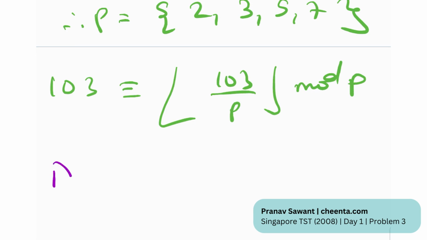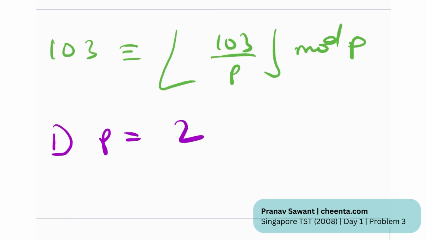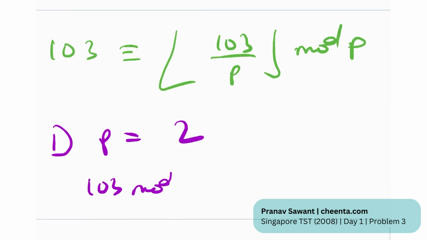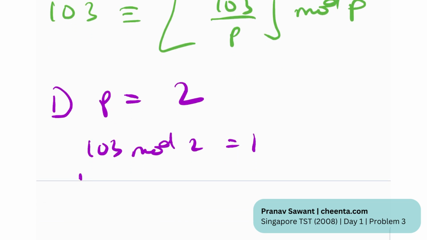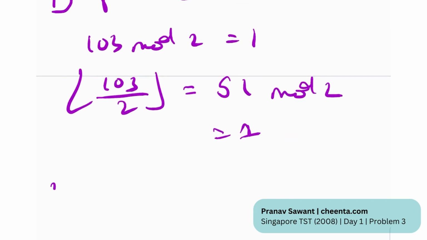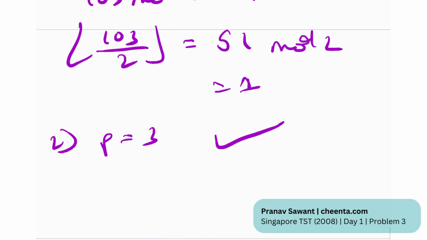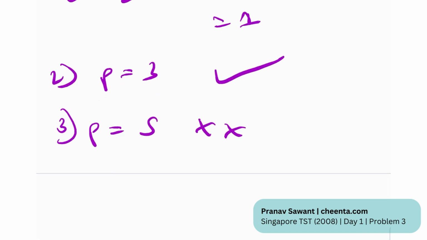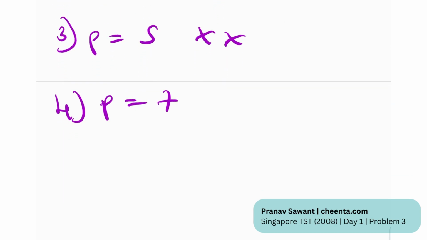So for example, value number 1, P is equal to 2. 103 mod 2 is clearly 1. The floor of 103 divided by 2 is 51, and 51 modulo 2 is again 1. So P is equal to 2 clearly works, and actually P is equal to 3 also works. I'll leave that up to you to check. P is equal to 5 actually does not work, and our fourth value was P is equal to 7. This also does not work, and I'll just demonstrate that to you.